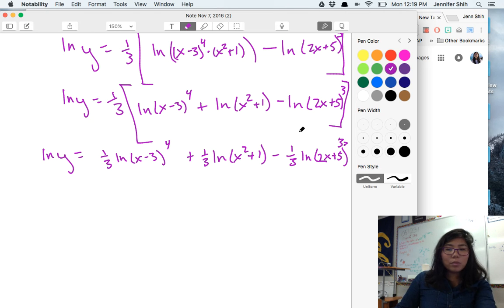Okay, now what I'm going to do is use the power rule on the right-hand side of the equation. I'm going to take the power and multiply it by the log. So this 4, I'm going to multiply here. This is nothing, so I'm not going to multiply it. And this 3, I'm going to multiply here as well.